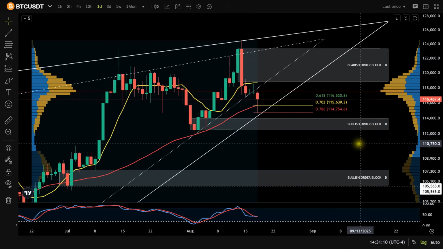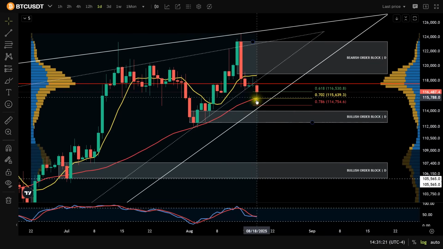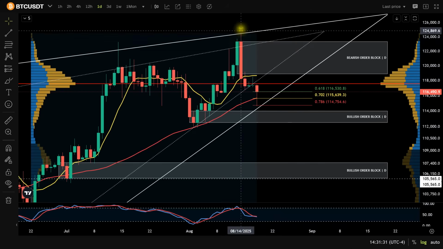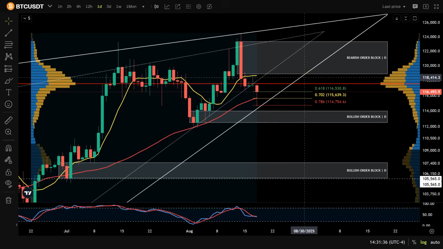Now, I do believe that we are going to be seeing much lower levels in terms of Bitcoin in the near future, but at the same time, it wouldn't surprise me one bit if we see a reversal here and price comes back up, moving up to about that 125,000, taking out this previous high right here and sweeping it before we see a move down. That very well could happen, but it's not going to be easy to get through this bearish order block.